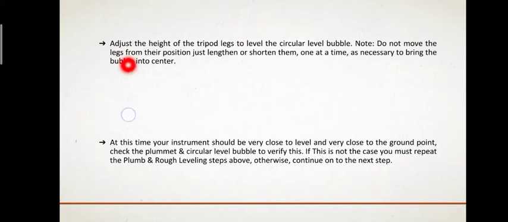Adjust the height of the tripod legs to level the circular bubble. Note, do not move the legs from their positions, just lengthen or shorten them. You have to not change the position of it. You have to just increase or decrease the length of the legs one at a time, as necessary, to bring the bubble to the center. Right? This is all approximate.